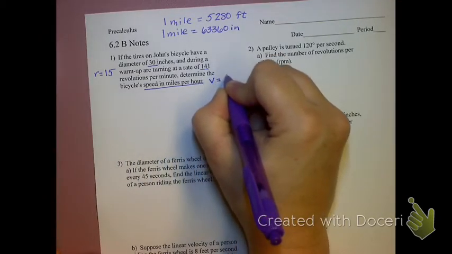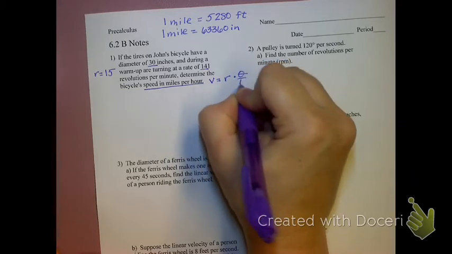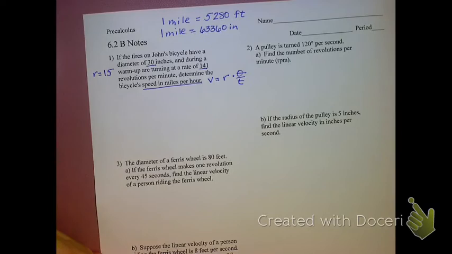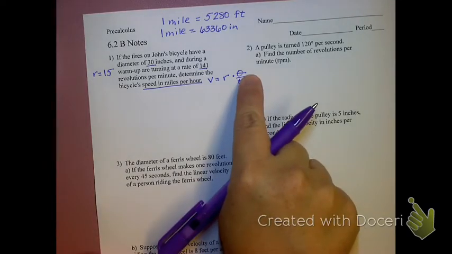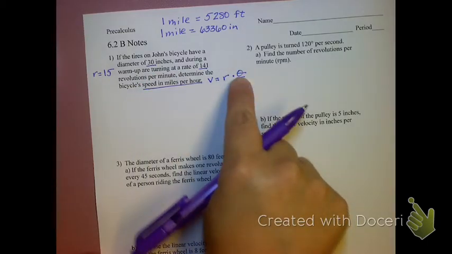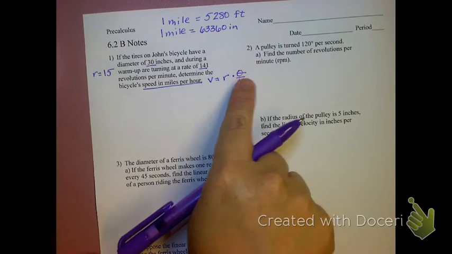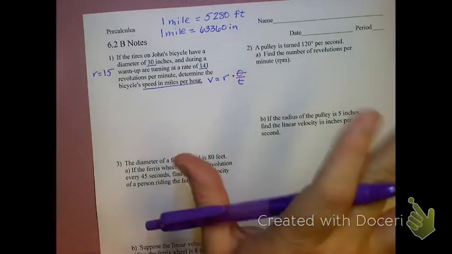So I'm looking at my V equals R times theta over T formula. Now I don't have a theta though, that's the problem. I have revolutions per minute, but I do not have a degree. So how do I change revolutions per minute into an angle measurement? Sorry, not a degree, a radian.